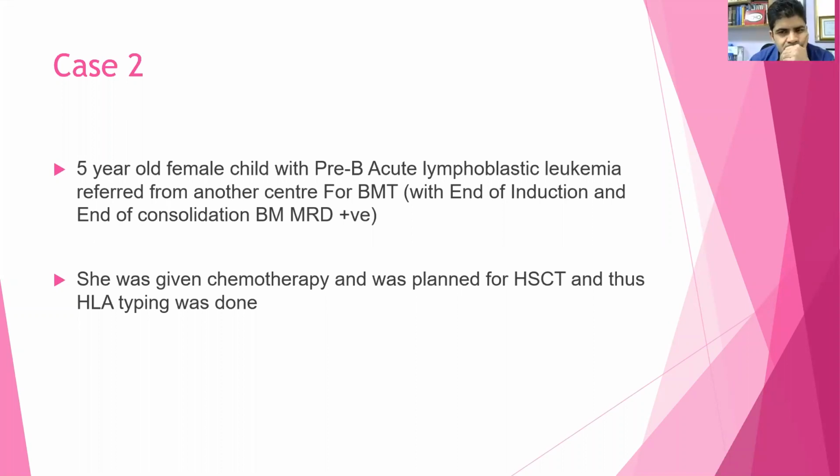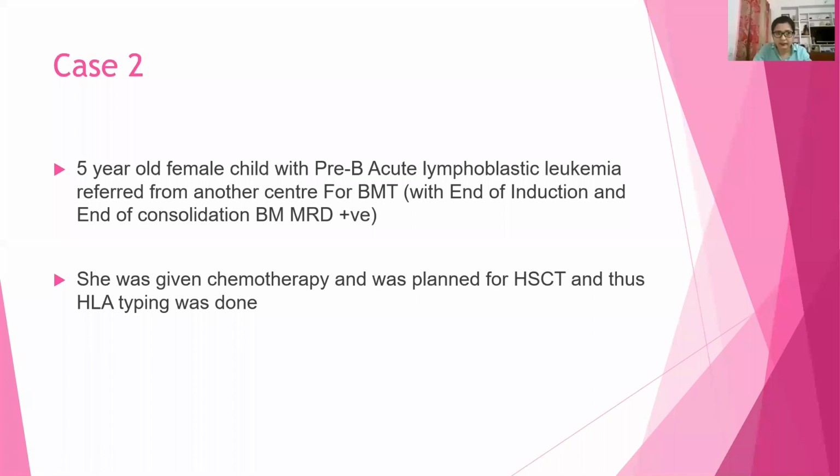Upasna. Thank you, ma'am. Case 2: here we have a 5-year-old female child with pre-B acute lymphoblastic leukemia who was referred to us from another center for BMT. At the end of induction and end of consolidation, both bone marrows were MRD positive. She was given chemotherapy and planned for HSCT, and the HLA typing is shown on the following slide.